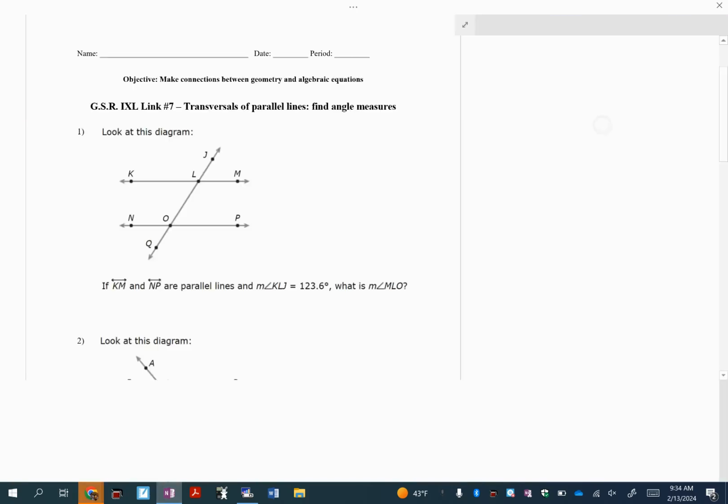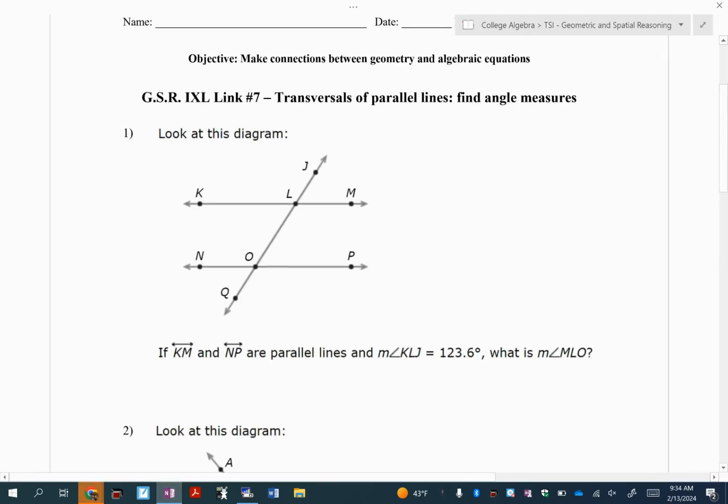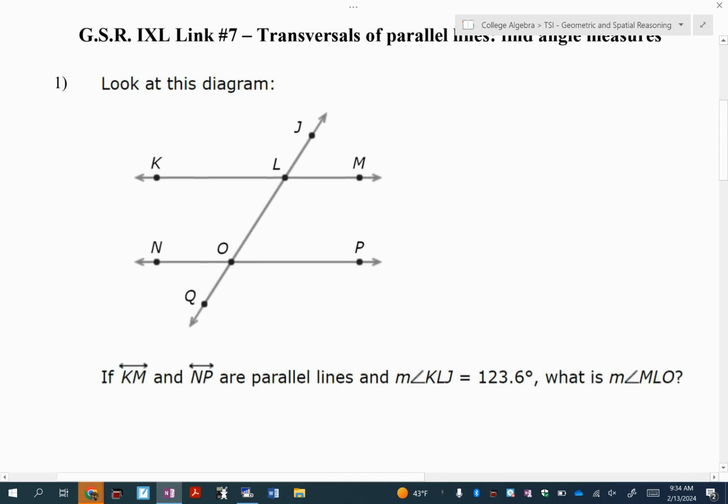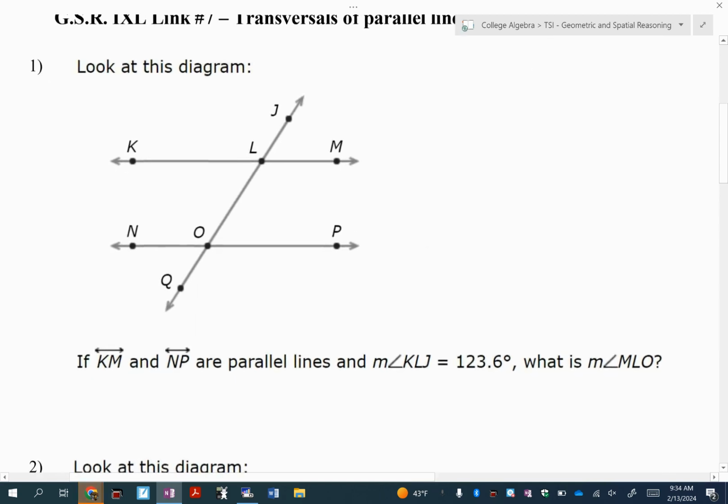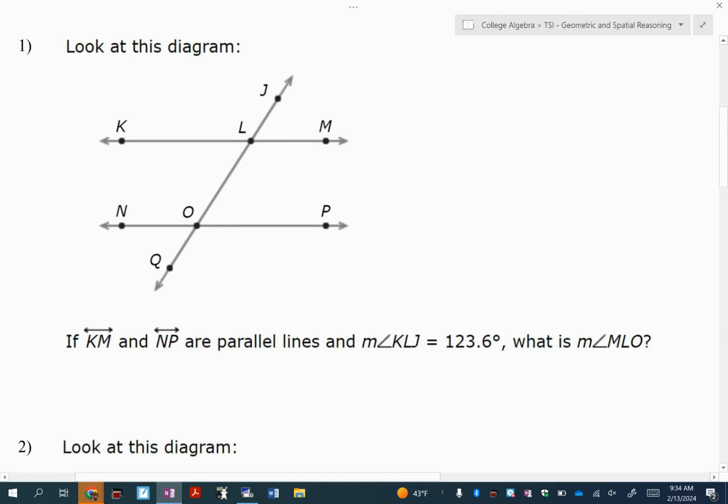Transversals. So I'm going to keep it pretty short and sweet here. There is some vocab that goes along with this. I'm going to try my best to brush up on it for you and help you out with some of these vocab words.